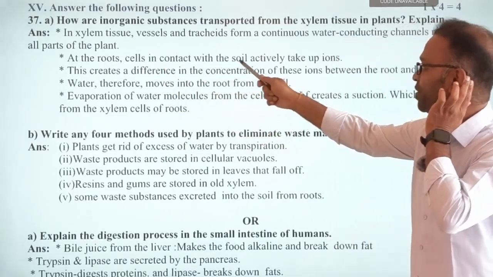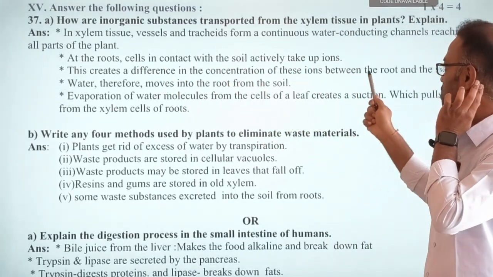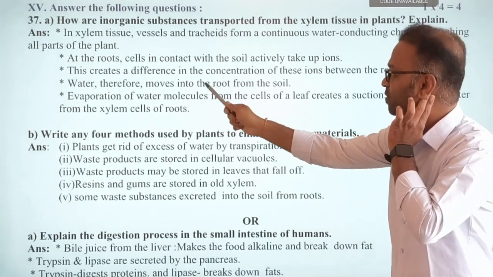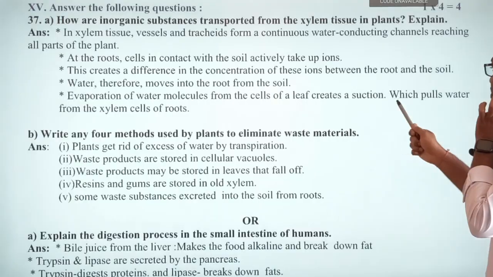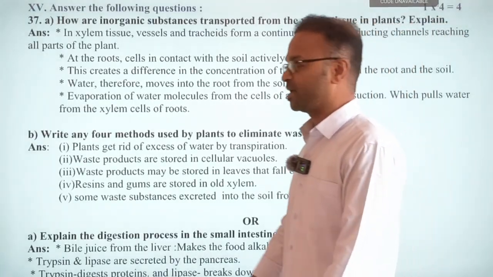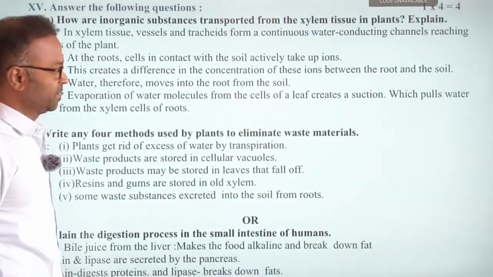At the root, cells in contact with the soil actively take up the ions. This creates a difference in the concentration of these ions between the root and the soil. Water therefore moves into the root from the soil. Evaporation of water molecules from the cells of the leaf creates a suction which pulls the water from the xylem cells of the roots. Sir, not understanding, what are you trying to tell? Let me explain. This is very important.